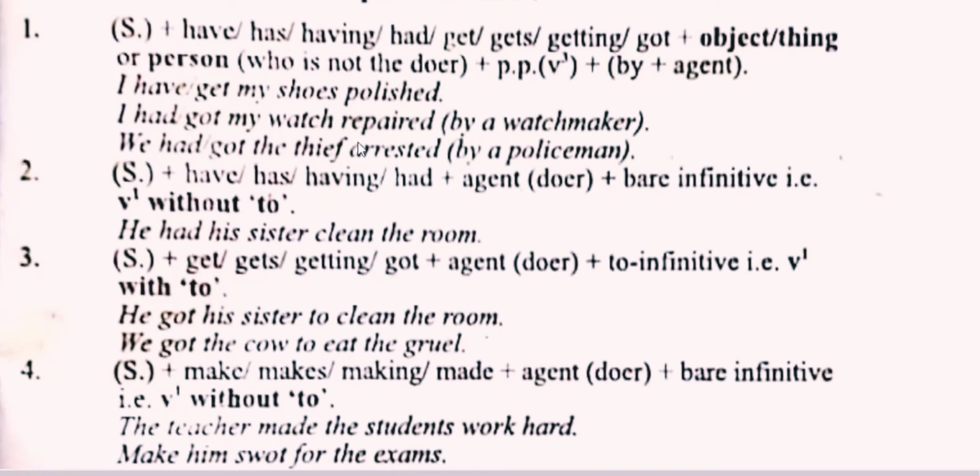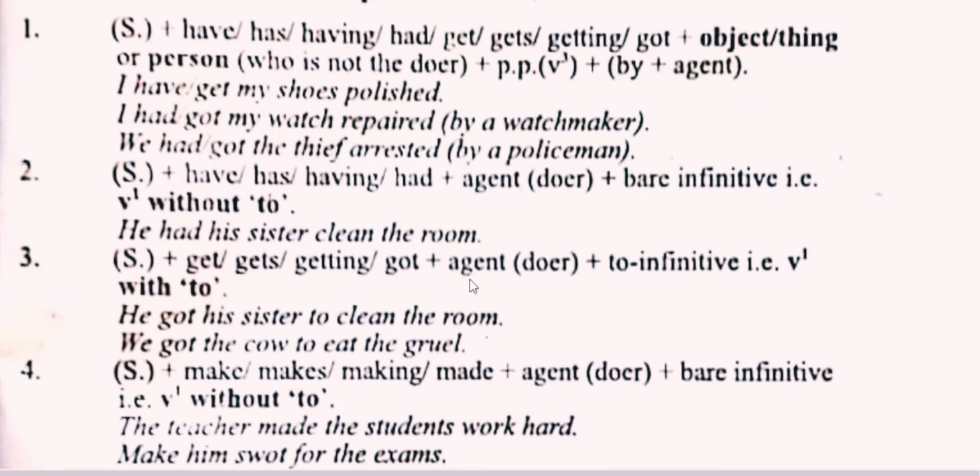So next, number 3, see here, in the number 3 structure: subject plus get, gets, getting, got. And you may ask what is different between number 1 and 3? In number 1 also, get, gets, getting, got, you see it. In number 3 also gets, getting, got. But here after that, there is an object, a thing or person who is not the doer of action.